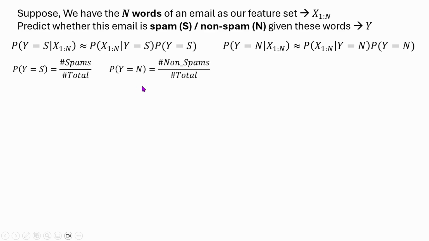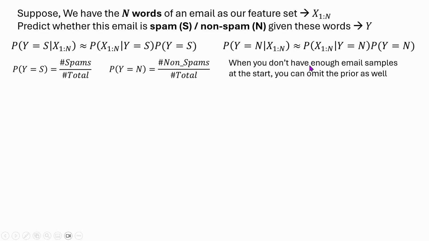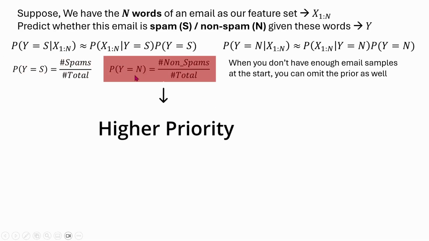Okay, so the prior, let's start with the simpler things. The prior will be the probability of an email being spam. It is nothing but the number of spams you have obtained so far divided by the total number of emails you have obtained, and similarly for non-spam, the number of non-spams versus the total. Now suppose you have just started your analysis of emails and you don't have enough email samples at the start. In that case, you can omit the prior as well. But after a certain period of time, when you have thousands of emails, obviously you should inject some prior, because we already know from prior knowledge that there will be a lot fewer spam emails compared to non-spam emails, right? So the non-spam email should have a higher probability.